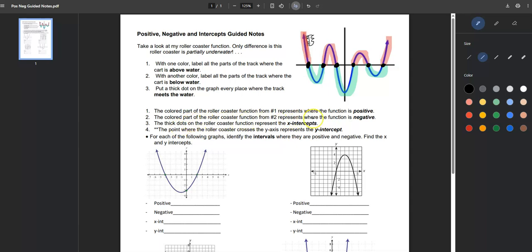The colored part below is negative, so these green parts are negative sections. Again, the definition is where are my negative y values? What x values give me negative y values? The dots on the x-axis are going to be your x-intercepts. And the point where it crosses the y-axis, this red dot, is called the y-intercept.